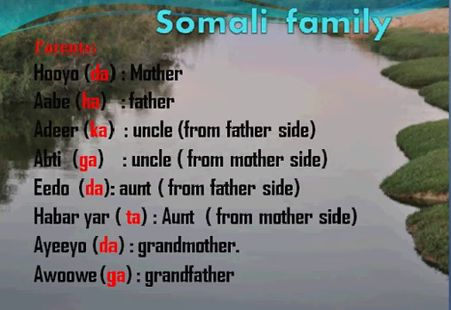Parents. Hooyo, mother. Aabe, father. Adeer, uncle from the father's side. Abti, uncle from the mother's side. Eedo, aunt from the father's side. Habaryar, aunt from the mother's side. Ayeeyo, grandmother. Awoowe, grandfather.